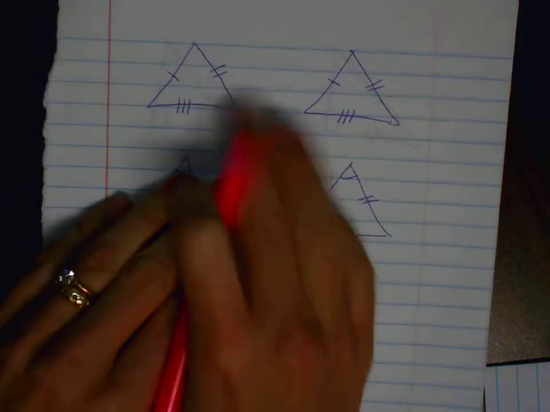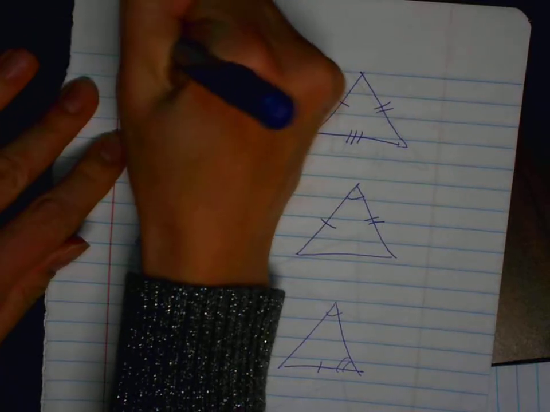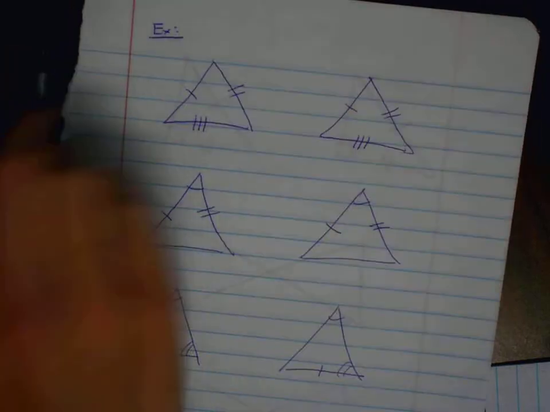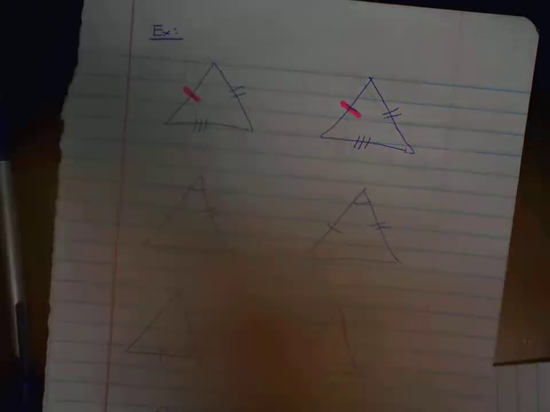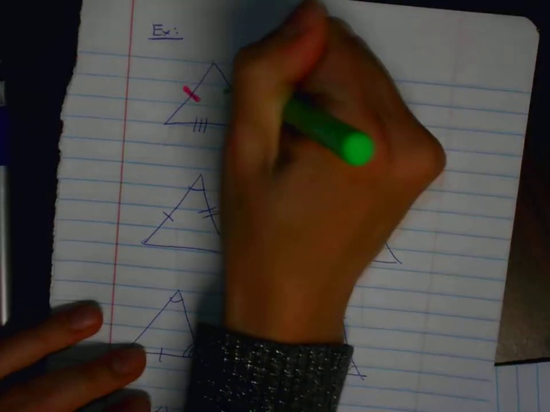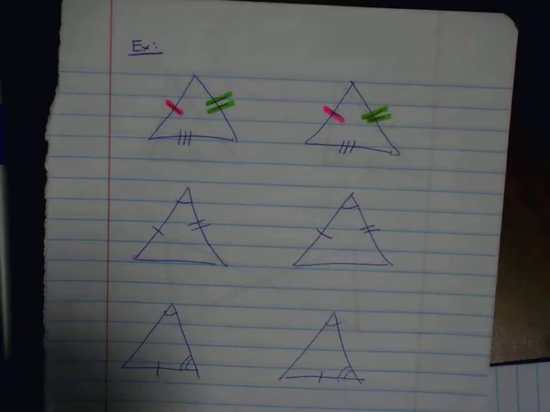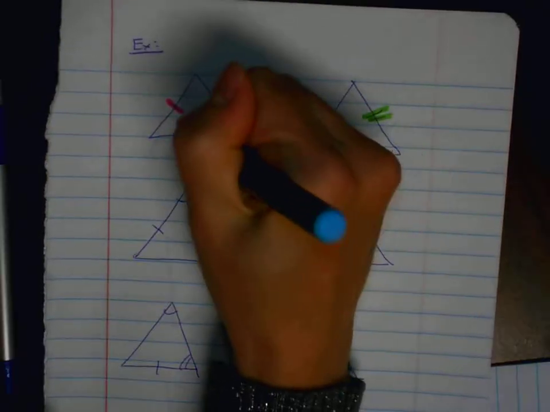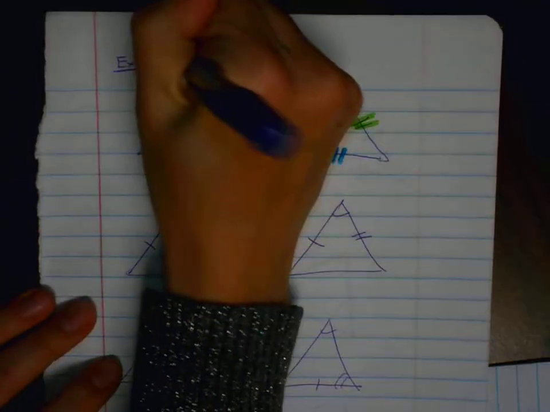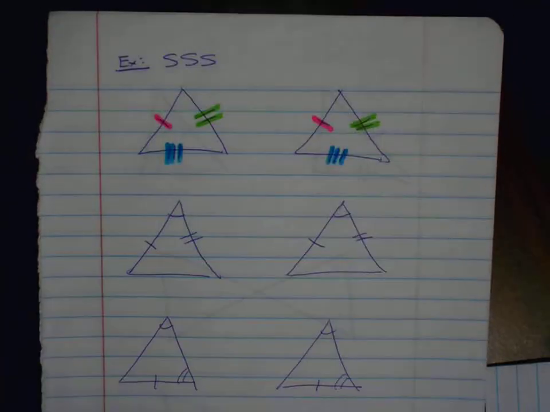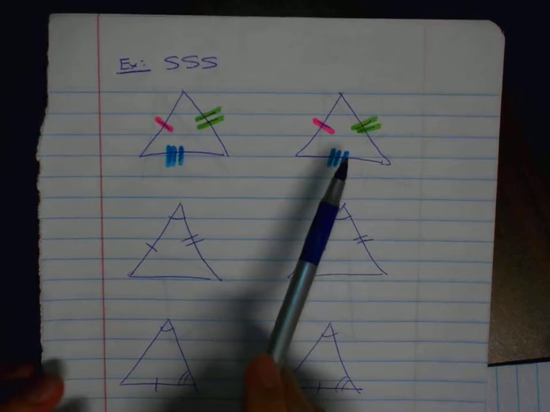So this first example here, we'll call this example 1. We have this side congruent to that side on these 2 triangles. This is congruent to that. And my third side is congruent to my third side. This is known as side, side, side. So basically, if all 3 sides are congruent, the triangles are congruent.